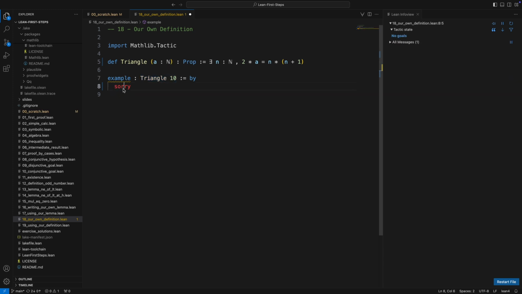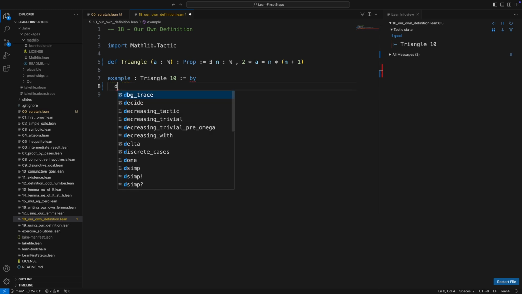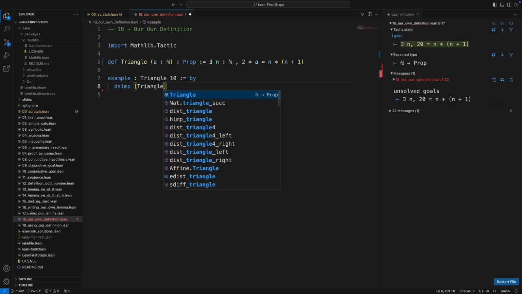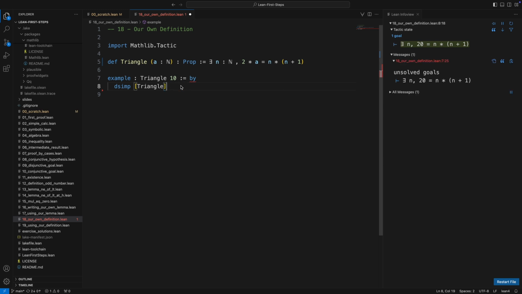Let's unfold that. So remember using dsimp with, we used to use odd before. We can say triangle, and if I put my cursor before, my proof goal here is triangle 10. Once this is executed, I'll place my cursor at the end. You can see it's unfolded into its actual definition.